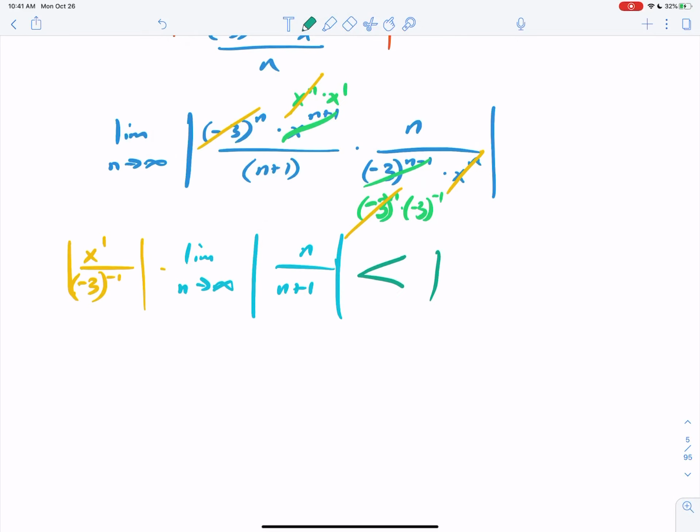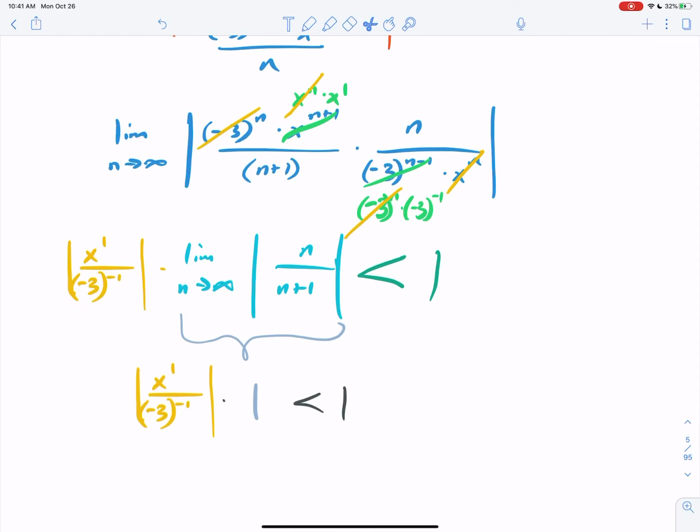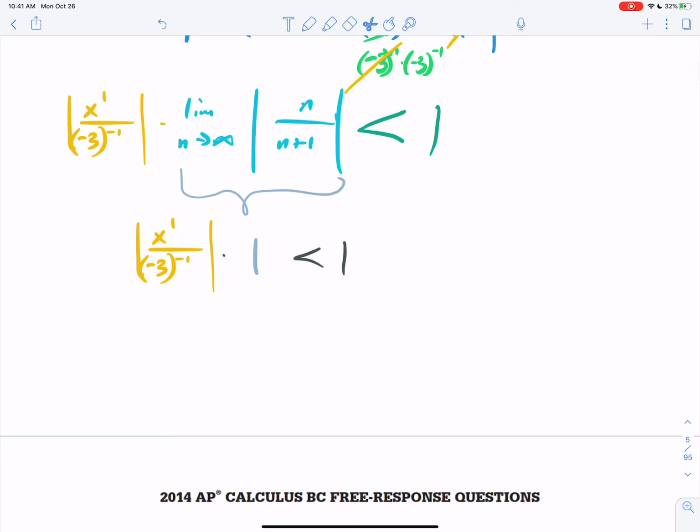This limit right here. Press play whenever you're ready. Think about what that limit is. That limit should come out to 1. Okay, if you're not sure why, ask. Okay, so then we have all this. I'll just bring that down. All right, so anything times 1 is just itself. So here, the absolute value of x, okay?